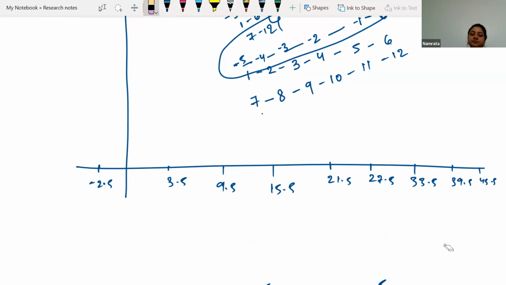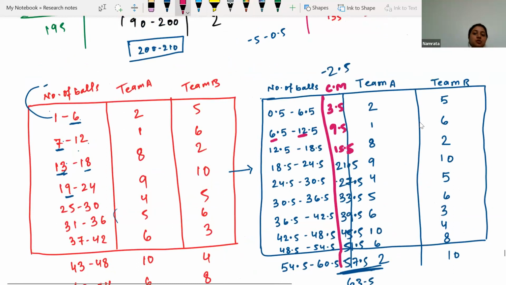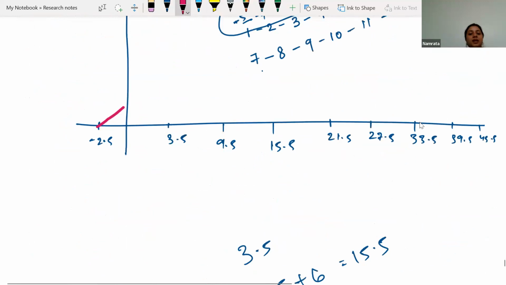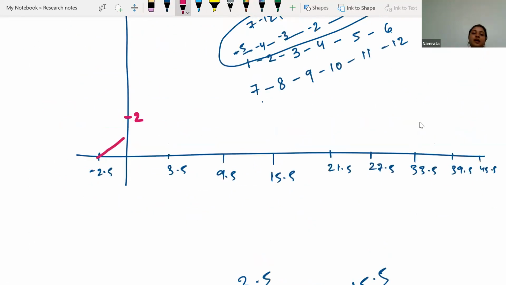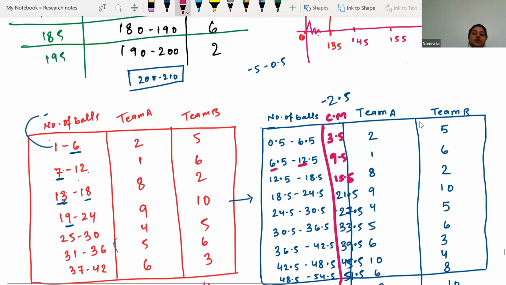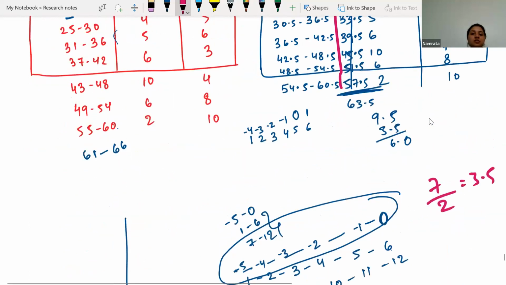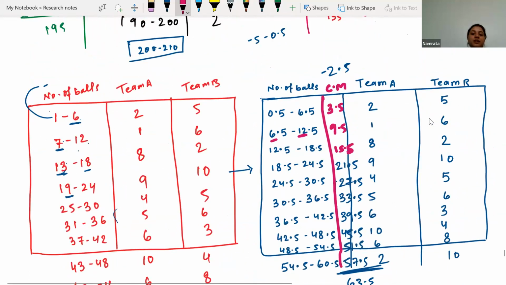So it will be just going from here, and we have to check at 3.5 what the frequency is. Team A frequency is 2, team B frequency is 5. So first we will be plotting team A. Team A frequency is 2. Now for the next one, team A frequency is 1. So team A frequency is 2 over here, team A frequency is 1 over here. First draw it for team A and then go for team B.